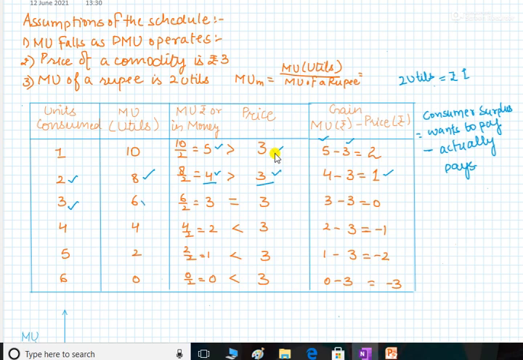When he consumes the third unit, the marginal utility is 6, and when we divide the marginal utility by 2 utils, the answer is 3. It means for the third unit he is ready to pay rupees 3. The price is also rupees 3. So here there is no consumer surplus. This is the ideal situation for a consumer. Here he is getting maximum satisfaction.